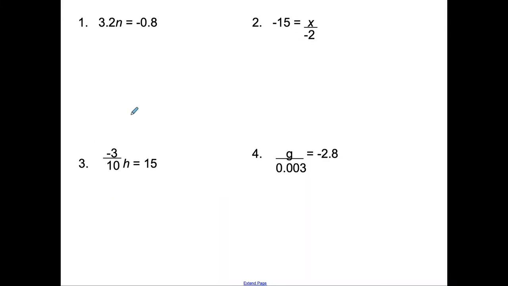All right, here are 4 equations to try on your own. Pause the video and go ahead and try them. Okay, let's check our answers. So here I have 3 and 2/10 times n equals -8/10. So this is multiplication. I'm going to cancel it out with division.